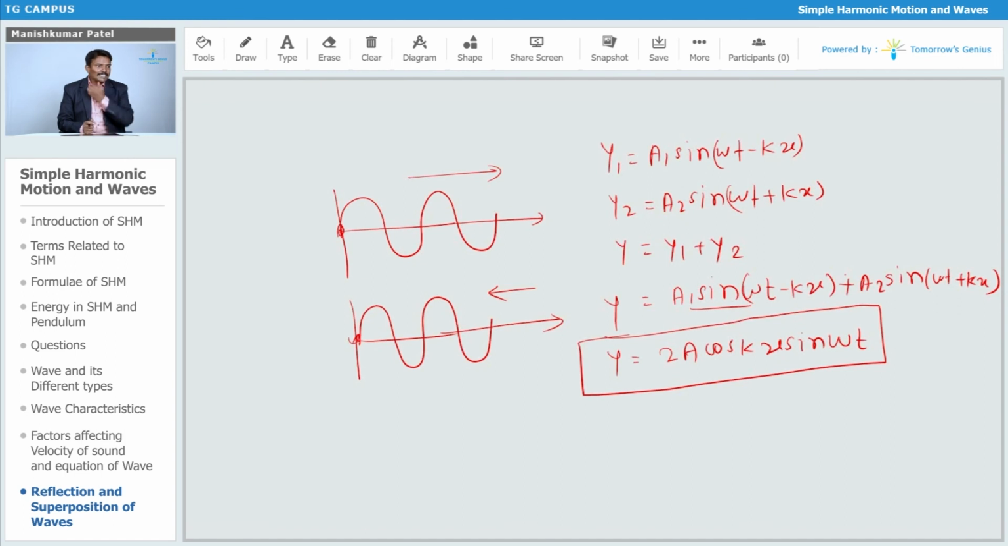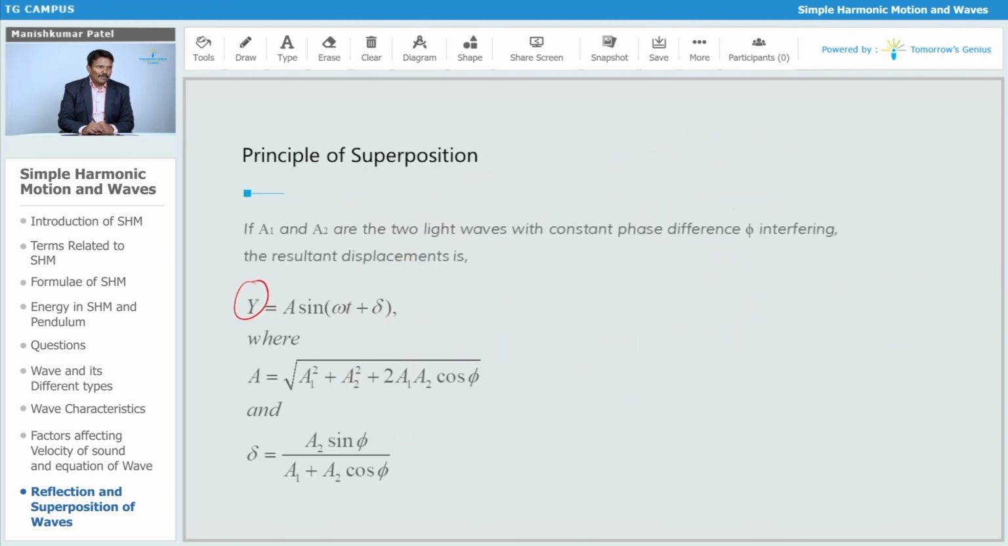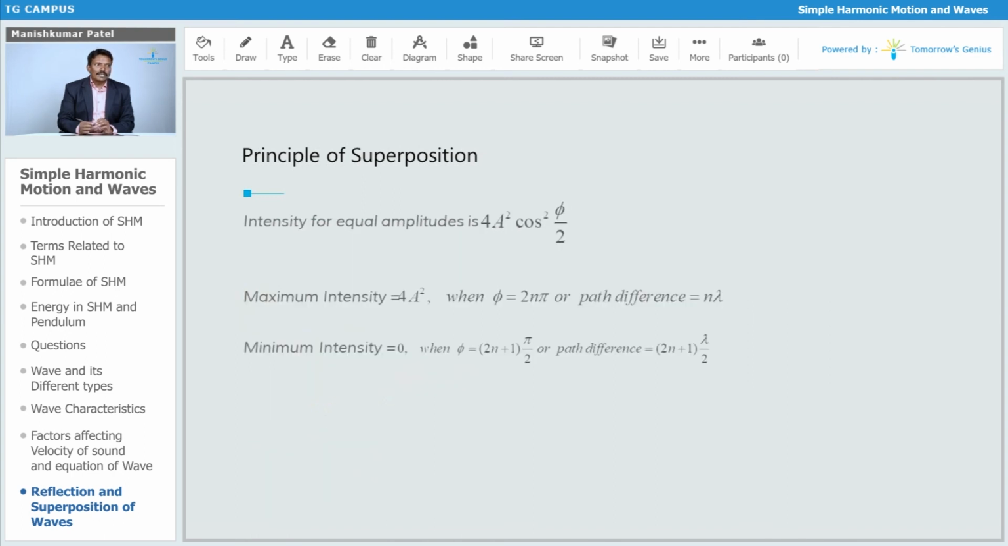So that is the interesting thing, according to which I can say that here only a vibration of particles takes place, and this is how you will get the result. So A = square root of (a1² + a2² + 2a1a2 cos φ), and δ you can also write down, tan δ = a2 sin φ / (a1 + a2 cos φ). Again, this is the principle of superposition: the maximum intensity for equal amplitude is 4a². The intensity for equal amplitude you can write as 4a² cos²(φ/2).